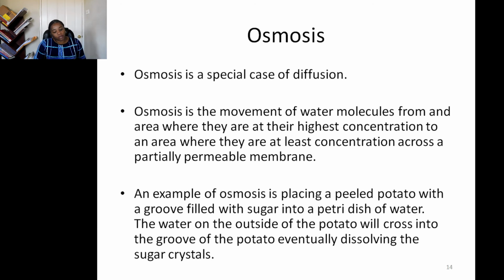An example of osmosis is placing a peeled potato with a groove filled with sugar into a petri dish of water. The water on the outside of the potato will cross into the groove of the potato, eventually dissolving the sugar crystals. Here, the potato is acting like a partially permeable membrane.